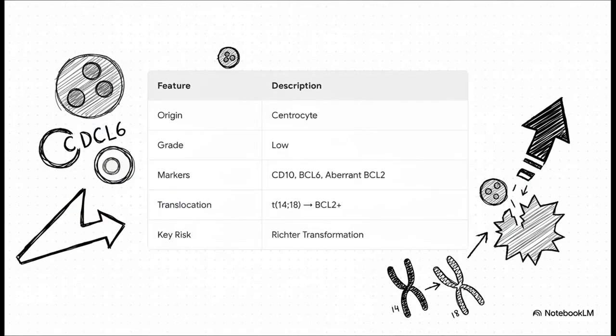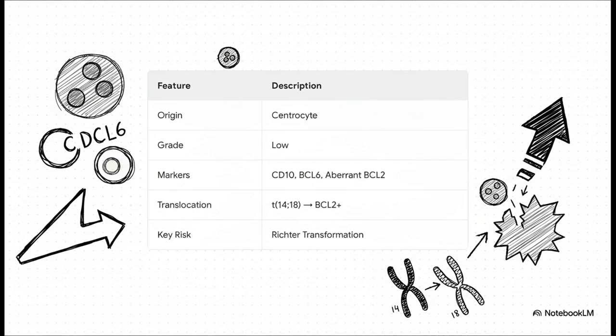So here's the profile of that classic low-grade lymphoma. Follicular lymphoma comes from centrocytes. Its markers, CD10 and BCL6, basically scream, I'm a germinal center B cell. The defining genetic event is the t(14;18) translocation. This moves the BCL2 gene from chromosome 18 over to that powerful immunoglobulin locus on chromosome 14. Now, BCL2's job is to prevent cell death. It's an anti-apoptosis protein. When it's overexpressed, it basically makes the cancer cells immortal. They just refuse to die.